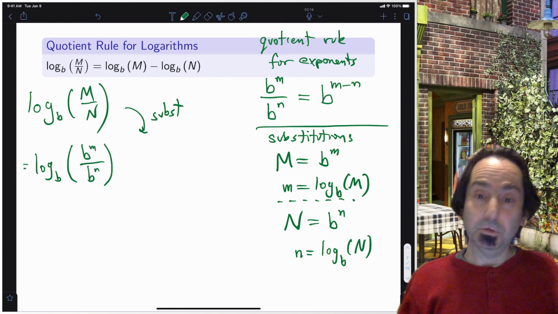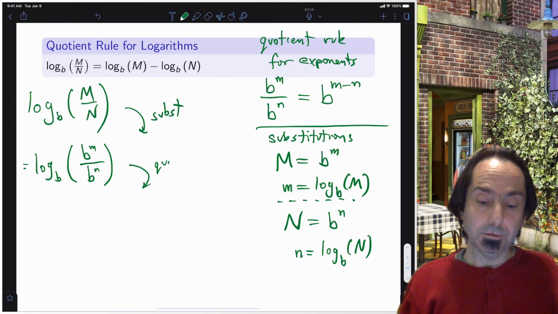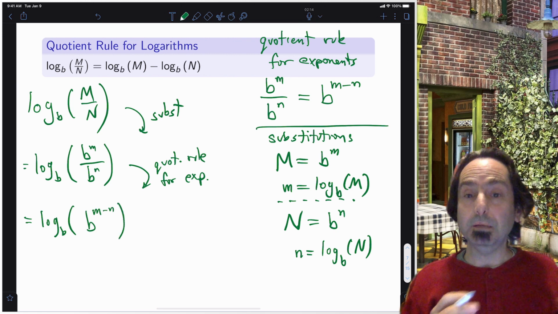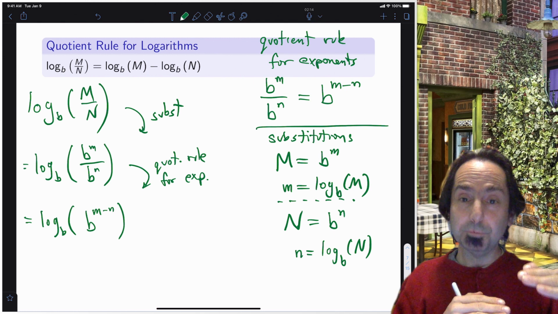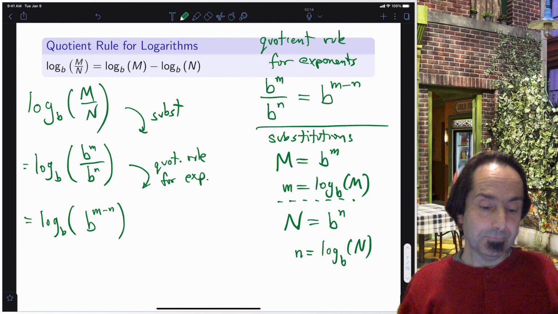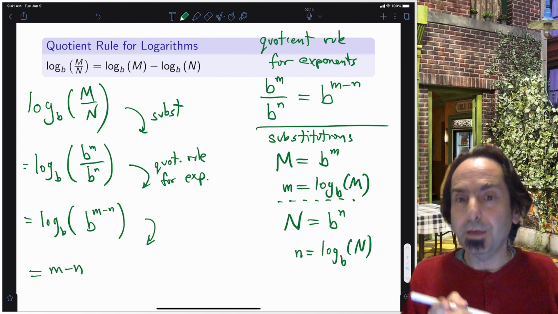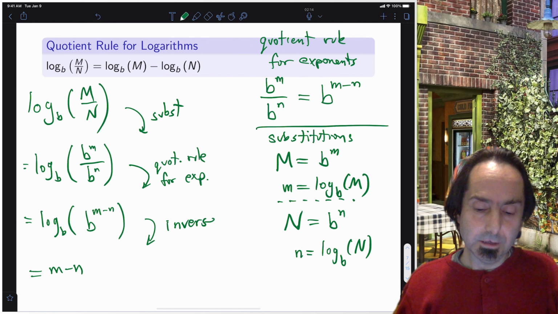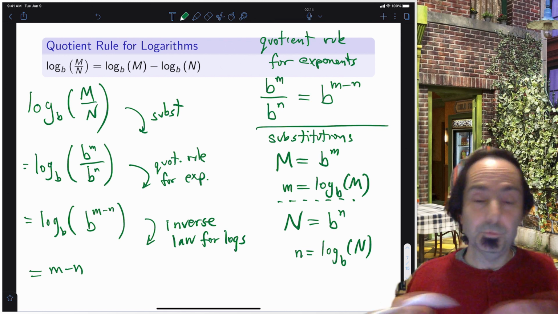And hey, that's the quotient rule for exponents. So we'll use that. And this is equal to log base b of b to the m minus n, because the quotient of exponents is the exponent of the difference. And now this is just m minus n. You know that, it's on the tip of your tongue. It's the inverse law for logs. It's actually one of the inverse logs.